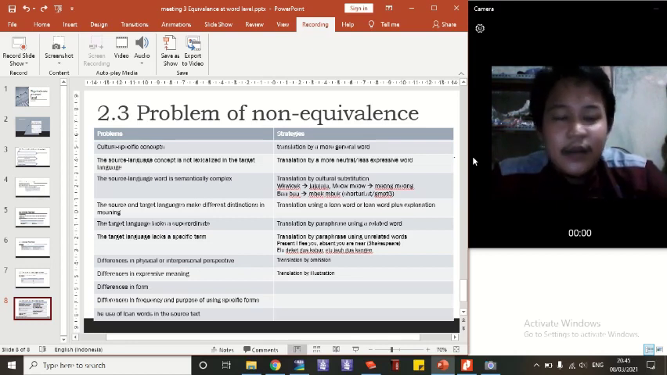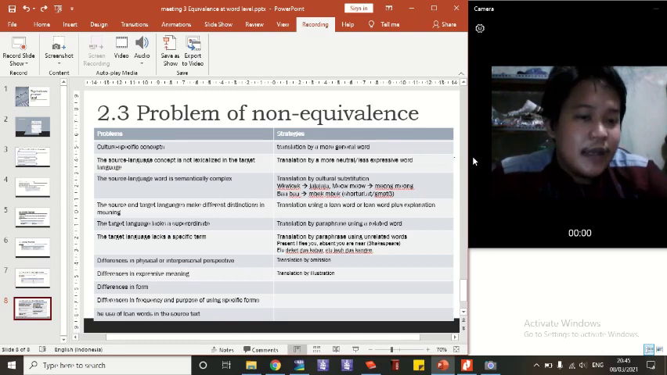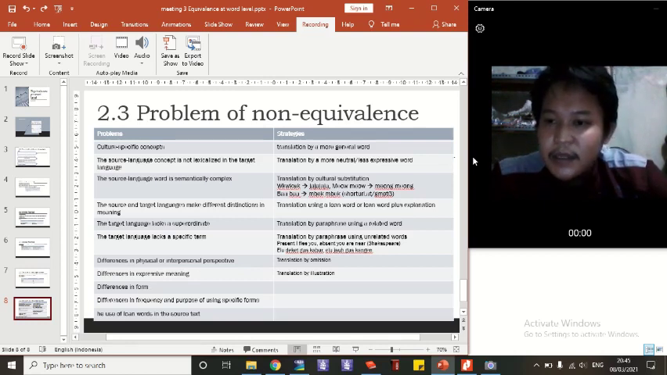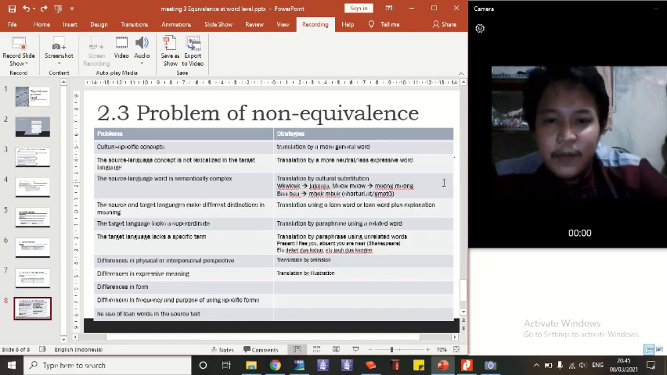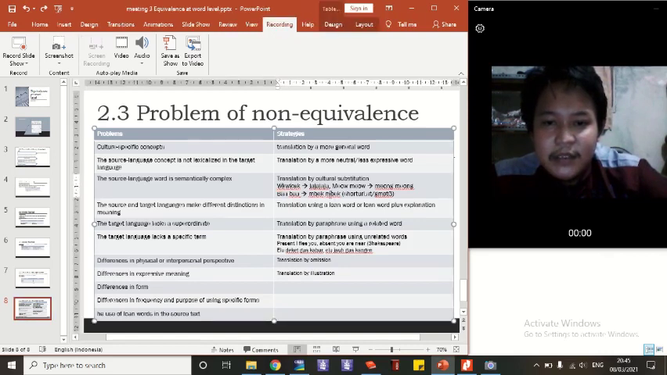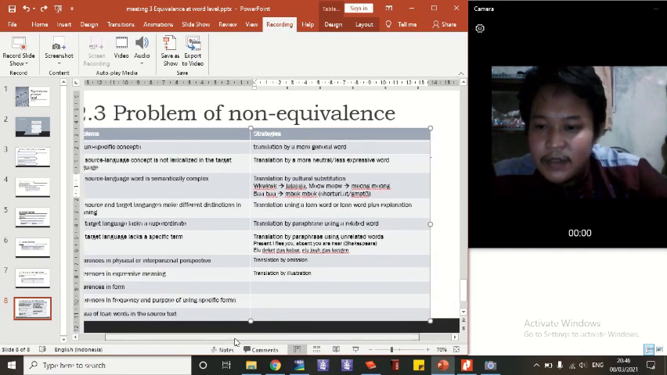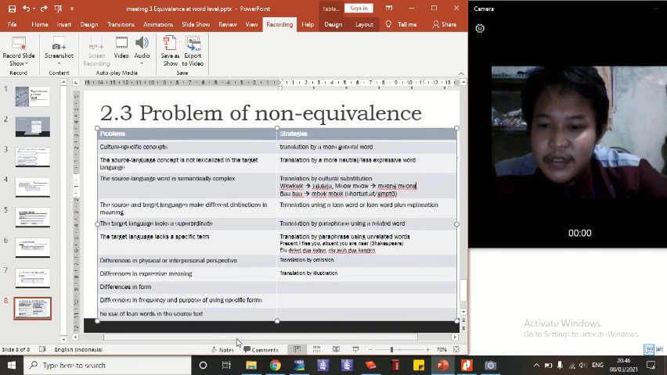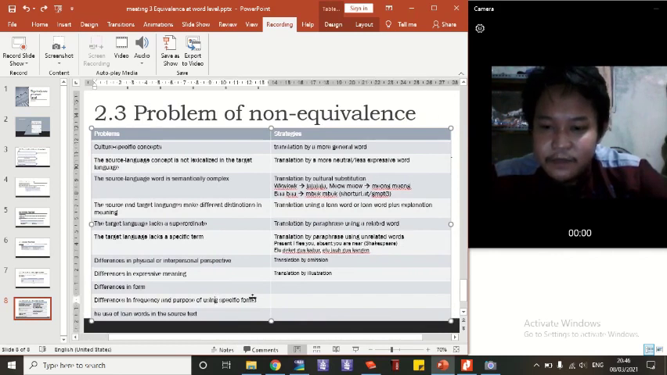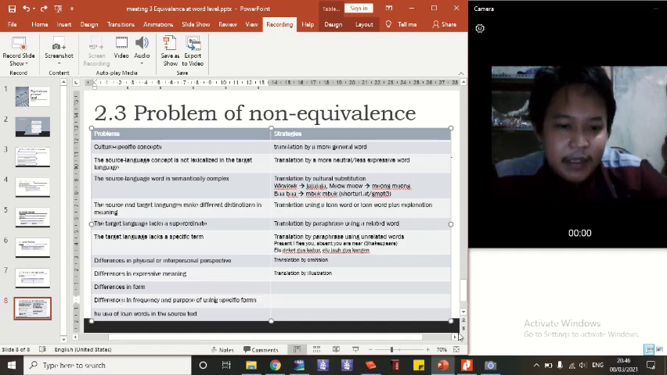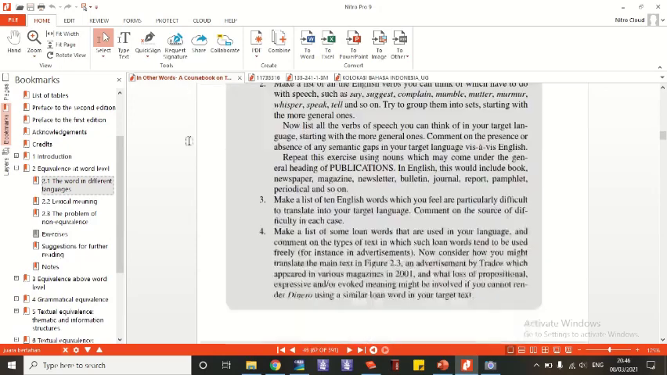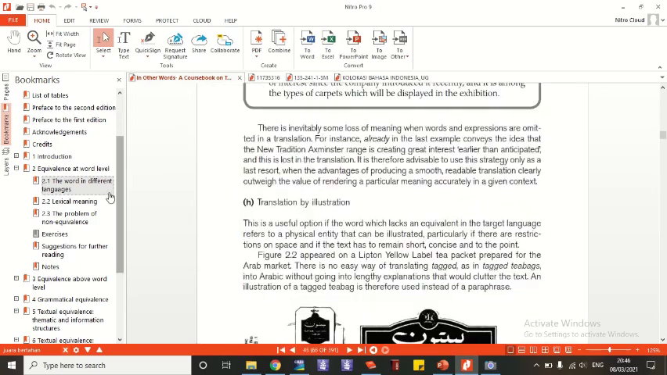Differences in expressive meaning. This one deals with the first thing I explained to you. Differences in form. For differences in form, I give you this one, by cultural substitution. For example, the way people laugh in each country differs from each other. Differences in frequency and purpose of using specific form. For example, the word okay, the word ing or the additional s. Let's say here this one. Let us check.